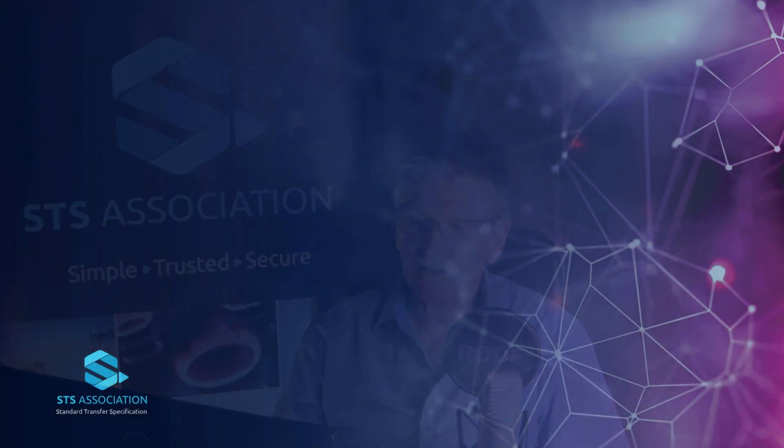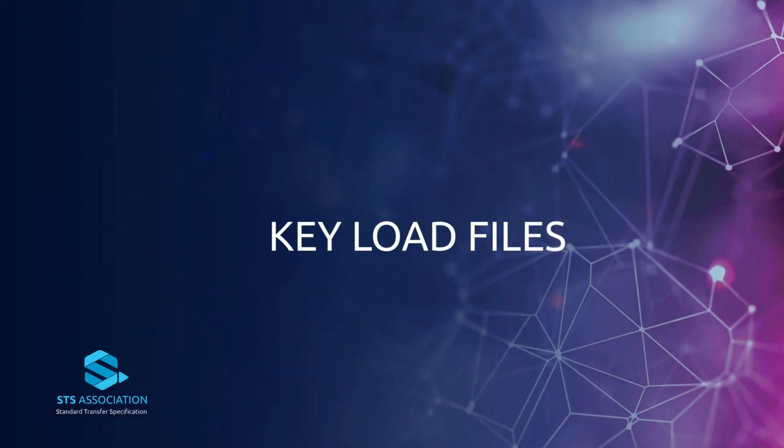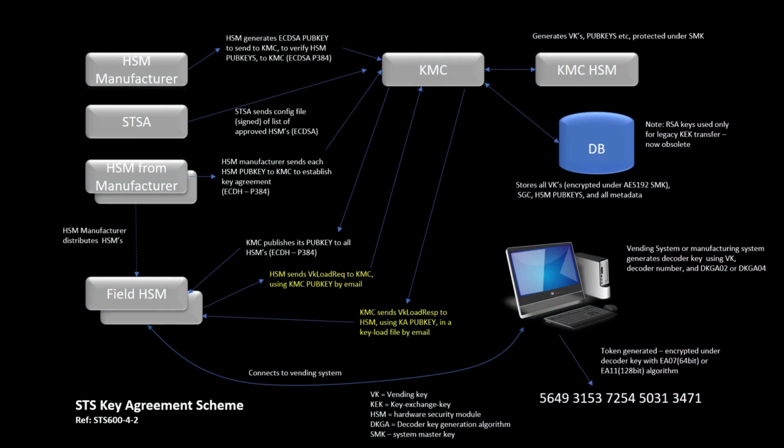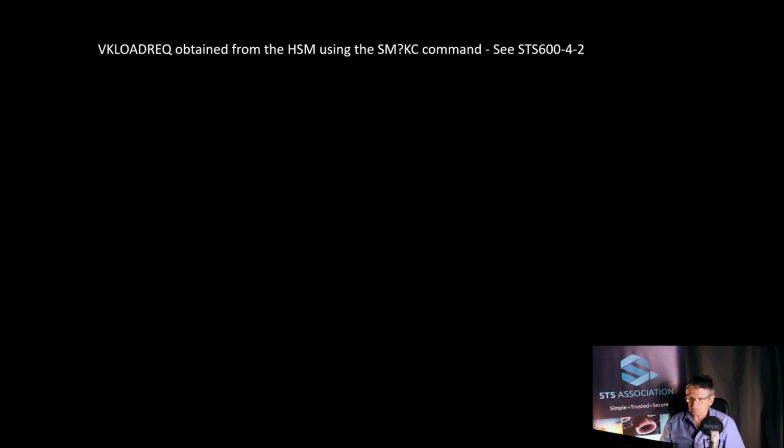Now let's have a look at the keyload files and how they work. Okay, if you remember the yellow bits here, the secure module sends a vkload request to the key management center by email, and then it gets a vkload response back to that security module also by email. Now what do we do? So the vkload request has a beginning and an end. So a vkload request begins and a vkload request ends.